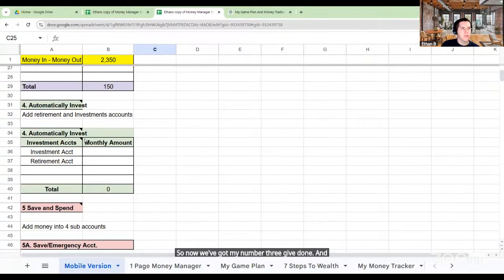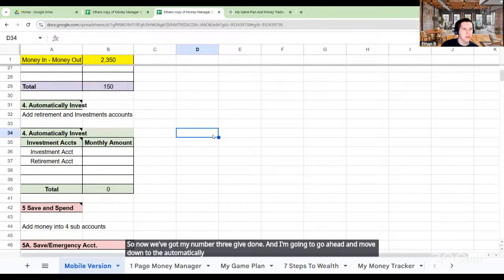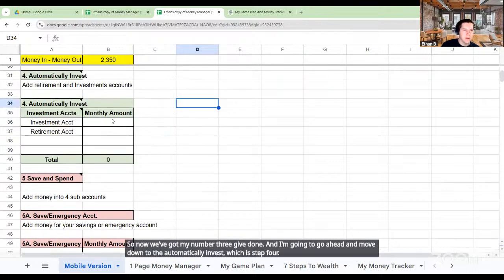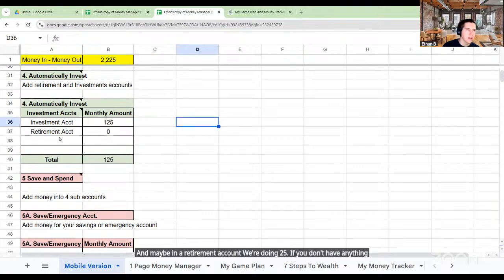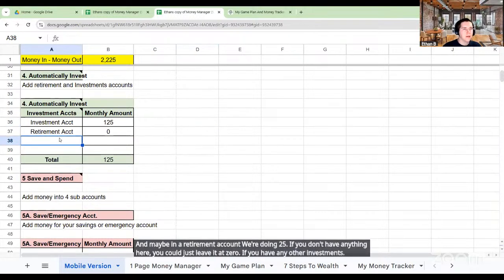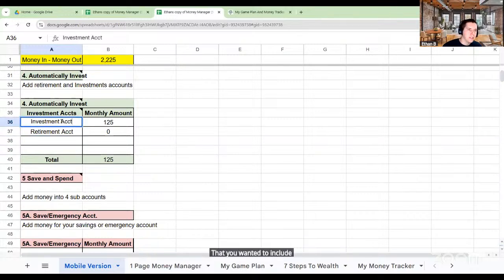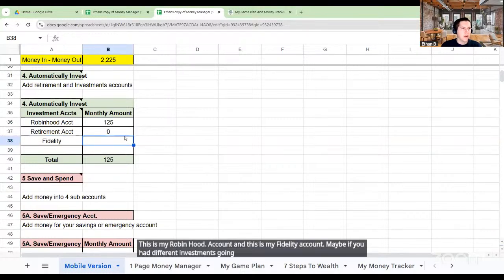So now we've got my number 3 give done. And I'm going to go ahead and move down to automatically invest, which is step 4. And let's say in my investment account, every month I am investing 125. And maybe in a retirement account, we're doing 25. If you don't have anything here, you could just leave it at 0. If you have any other investments that you wanted to include here, you could break this down and say, this is my Robinhood account, and this is my Fidelity account, if you had different investments going. But however you want to do that, the math is still the same. You'll just add the numbers here.